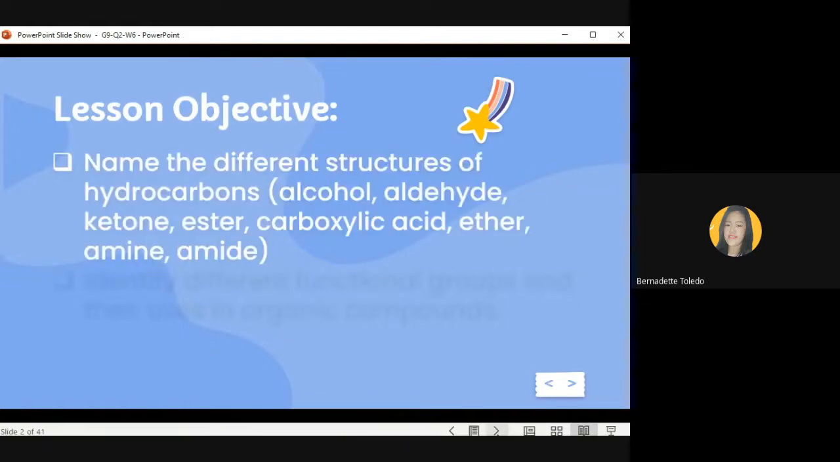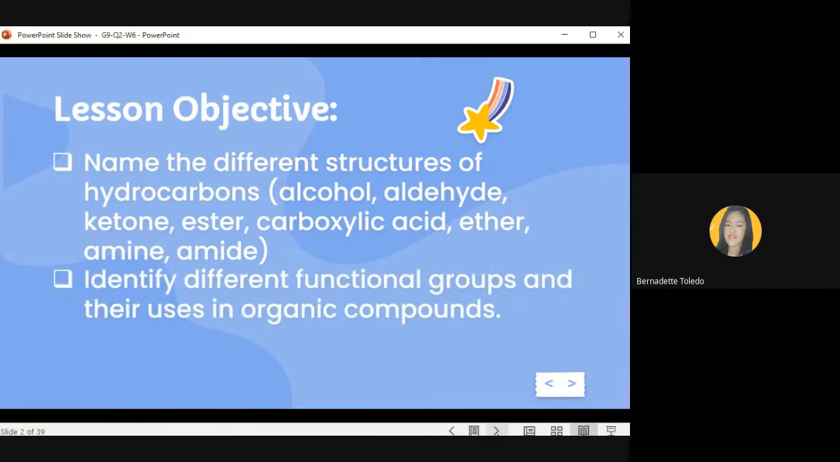First, name the different structures of hydrocarbons such as alcohol, aldehydes, ketone, ester, carboxylic acid, ether, amine, and amides. Second one is to identify the different functional groups and their uses in organic compounds.